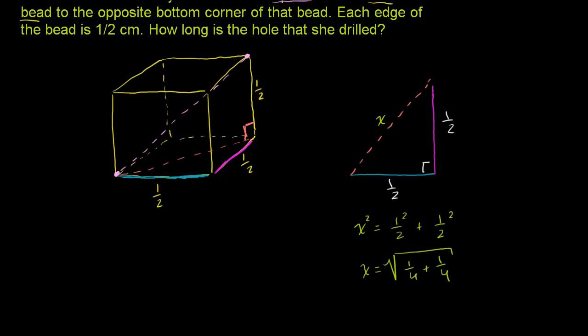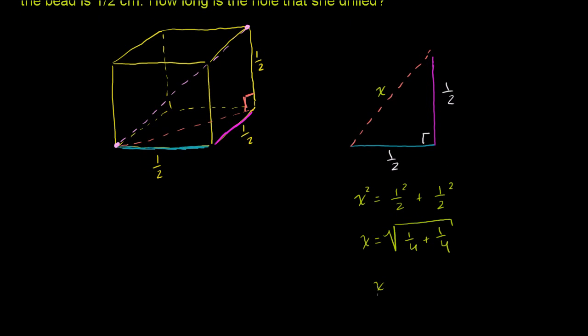What's 1/4 plus 1/4? So x is equal to the square root of 1/4 plus 1/4, that's 2/4, or 1/2. Or you could write that as 1 over the square root of 2. Now we could rationalize this, but I'll leave it like that for now. It'll keep things simple. So this distance right over here is 1 over the square root of 2.